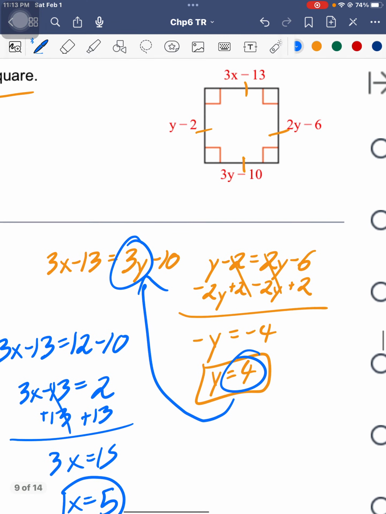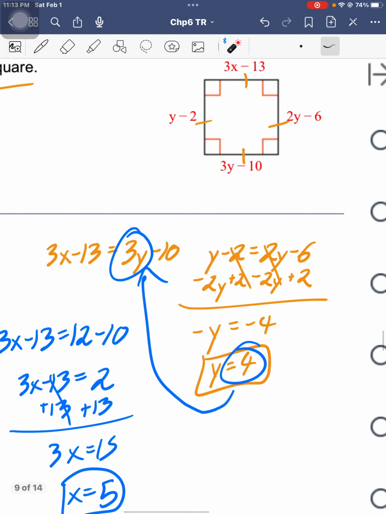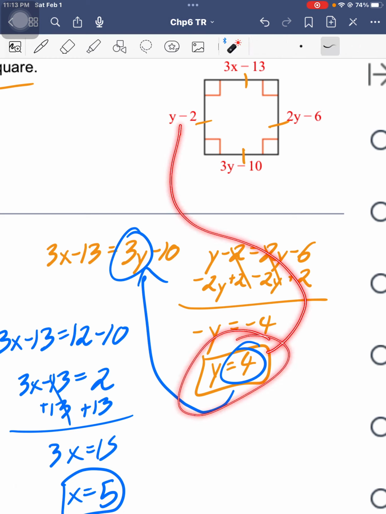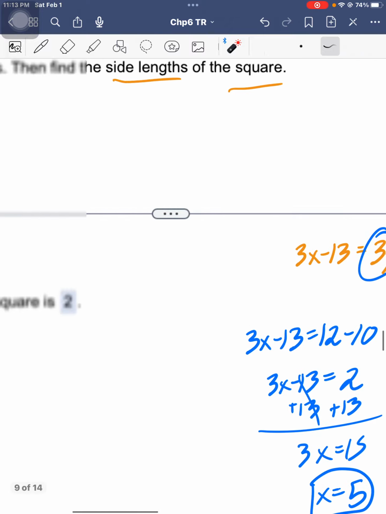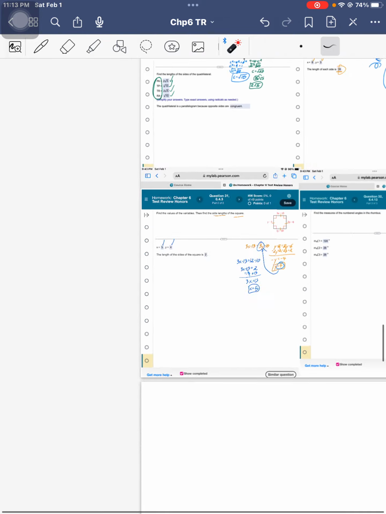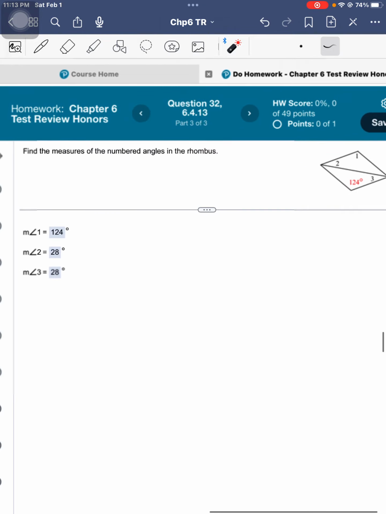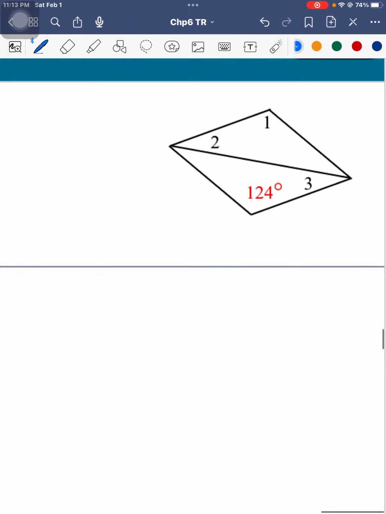Now the length of each side, let's plug in one of them. I think it's going to be easier to plug the y into this one. So what is 4 minus 2? 2. So if this is 2, then every other side length also has to be 2. Perfect. All right, so, find the measures of the numbered angles in a rhombus. Okay, cool, rhombus. So what do I know about the angles in a rhombus?